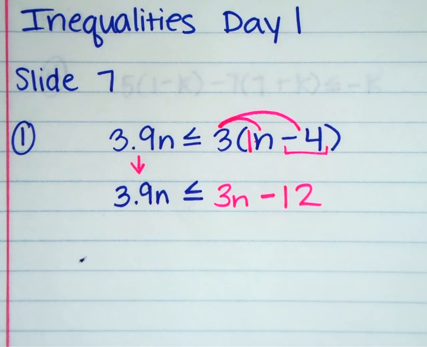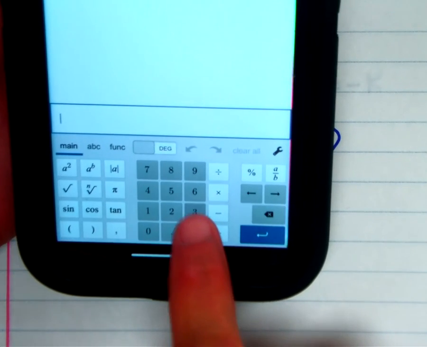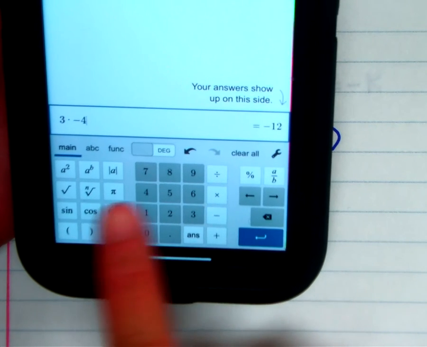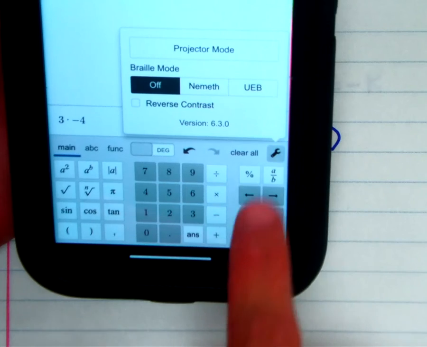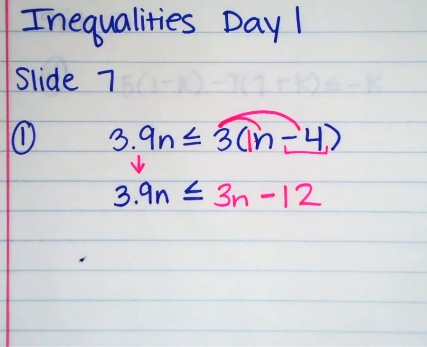So if we are using our Desmos calculator, you're going to notice that when you have to multiply 3 with negative 4, in the Desmos calculator on my phone, I use the symbol for a minus sign. So here's your answer. Enter, and there it is. Negative 12. So now what we need to do is solve for the variable.